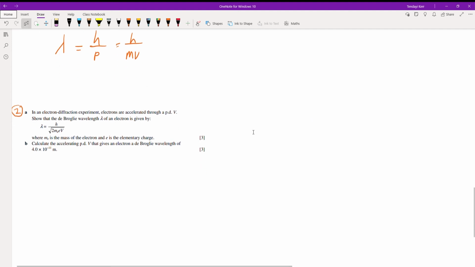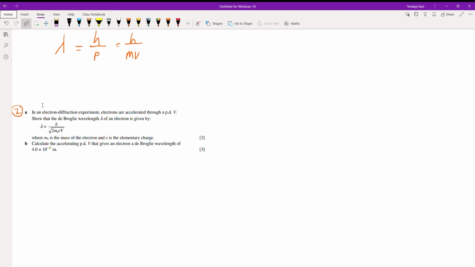This is a show that question. So the electrons are accelerated through a potential difference V, and we need to show that the de Broglie wavelength lambda is given by h over the square root of 2 me e V. So me, mass of electron, e, elementary charge, V is the voltage.